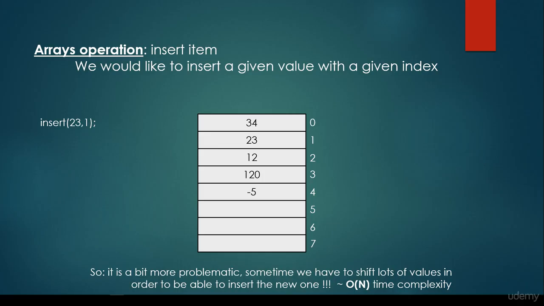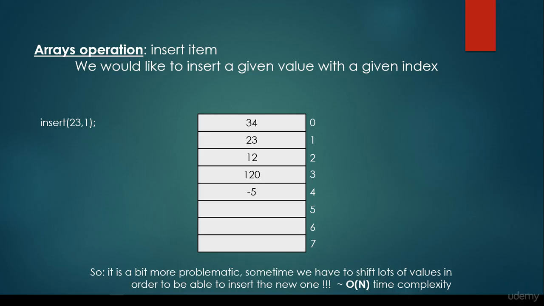Sometimes we have to shift lots of values in order to be able to insert the new one. So that's why it has linear time complexity, because we have to move items in order to make space for the item we would like to insert. Let's consider, for example, that we have 10,000 items in an array and we would like to insert some other value at the beginning of the list. Then we have to shift 10,000 items. And that's why it's going to have linear time complexity, and that's why in this aspect arrays are not always good solutions, because linked lists are going to solve this problem in constant time complexity.